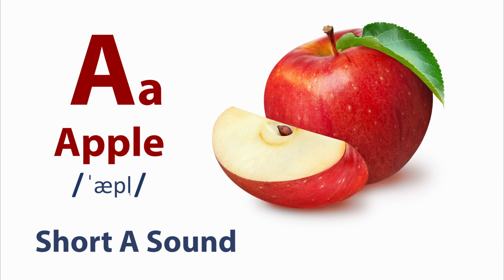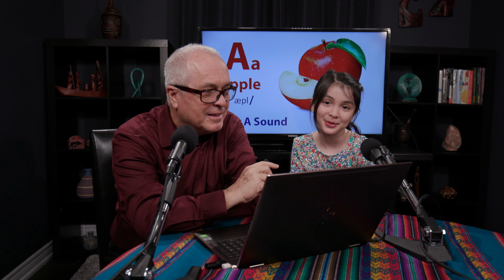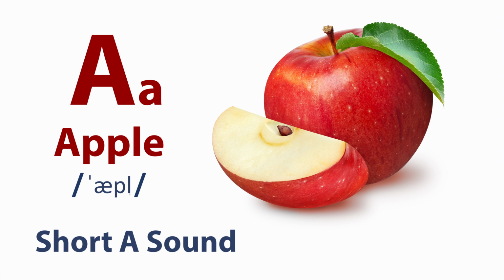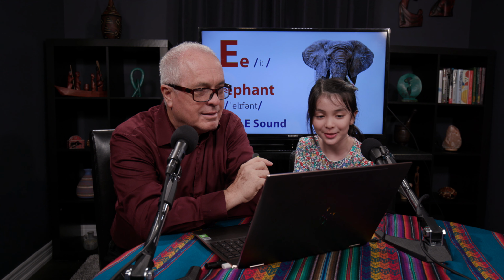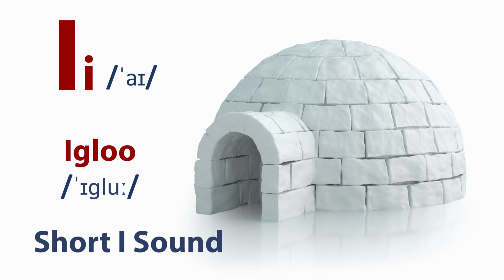But what about the short sounds? Let's just do a quick review here from last lesson. Here's the short sound for A. Maybe Anan, you can help us. Apple. Apple is right. Apple. And? Elephant. Elephant, yes. That's the short E sound. Elephant. What have we got here? Igloo. And that's the I. The short sound of I is I.